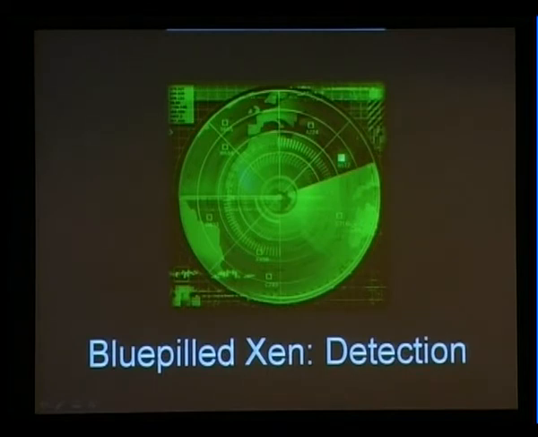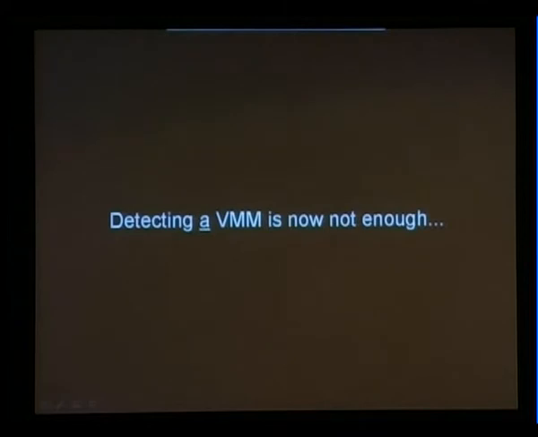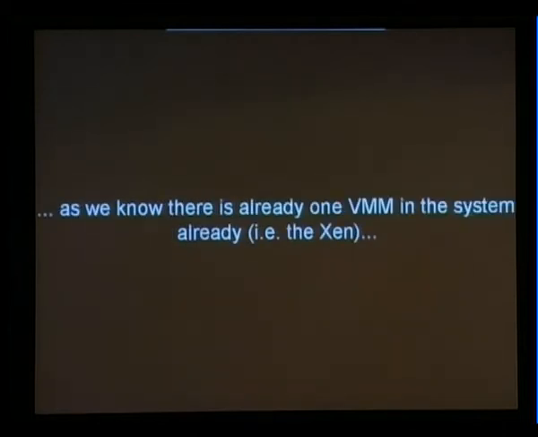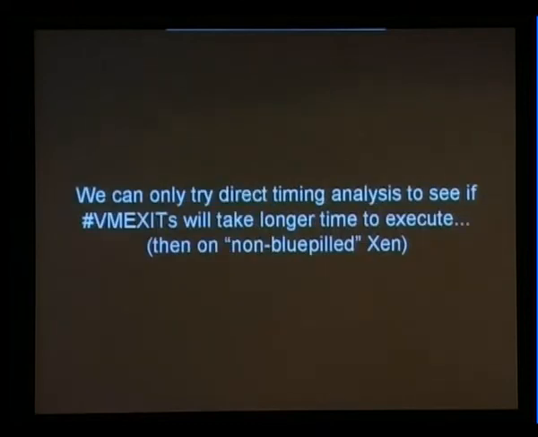Obviously we cannot use a detection for any VMM running, because of course we have a virtual machine manager running, and it is the Xen manager. But the question is, how can we detect that this Xen hypervisor is not a primary hypervisor anymore, and we have some malicious hypervisor above it? So one idea is to use a timing analysis to see the time that it takes certain VM exits to execute.